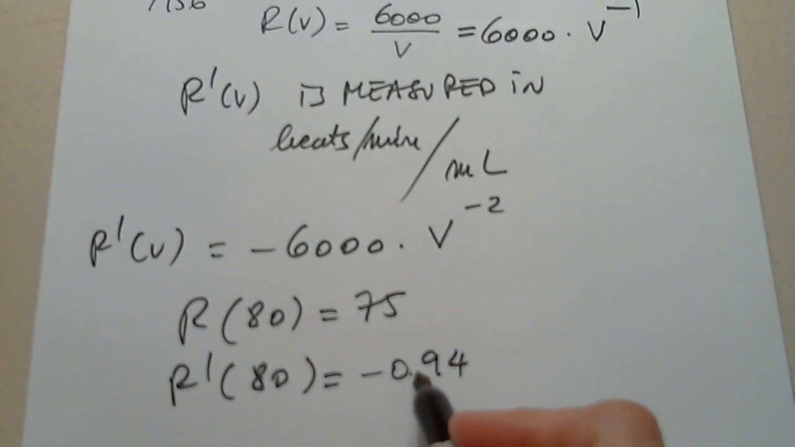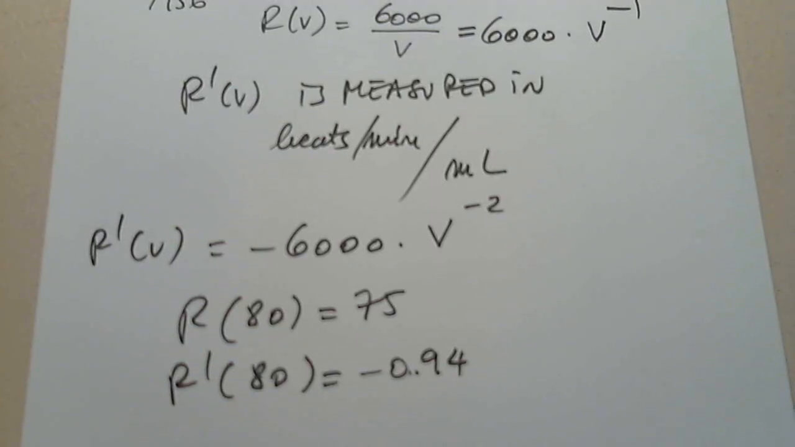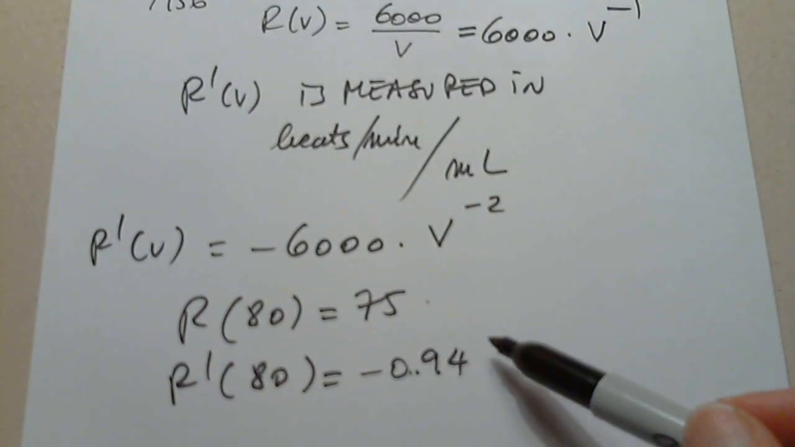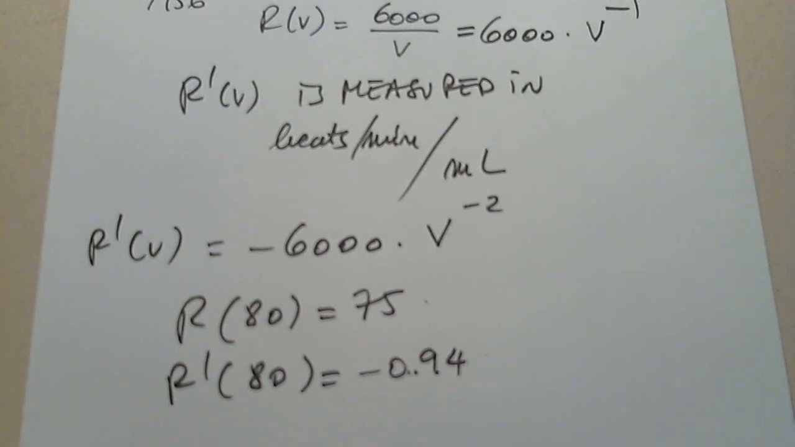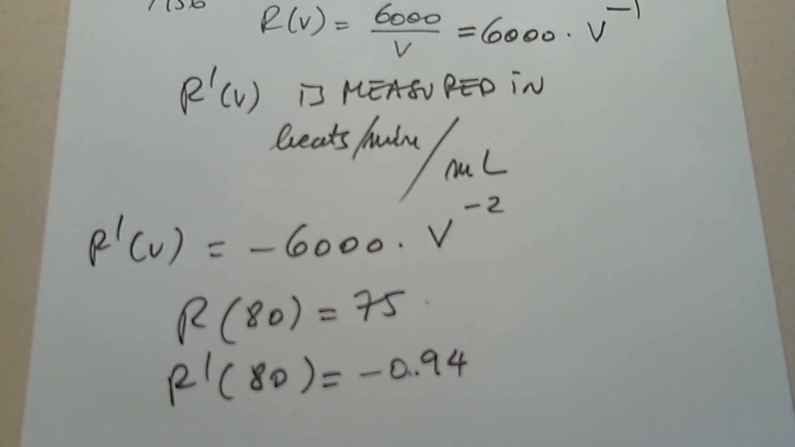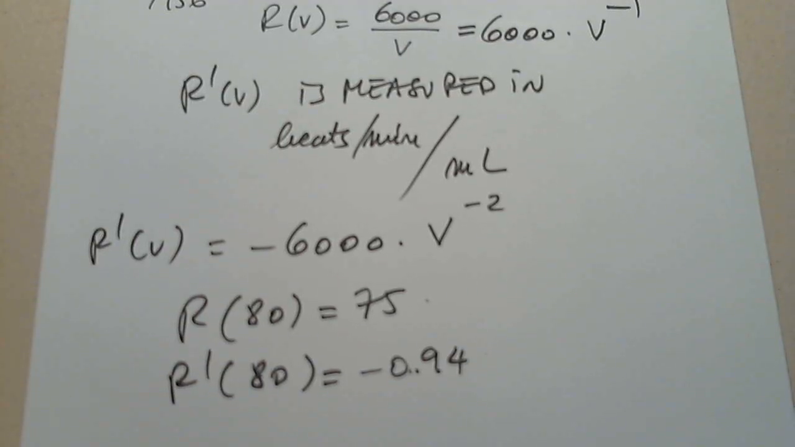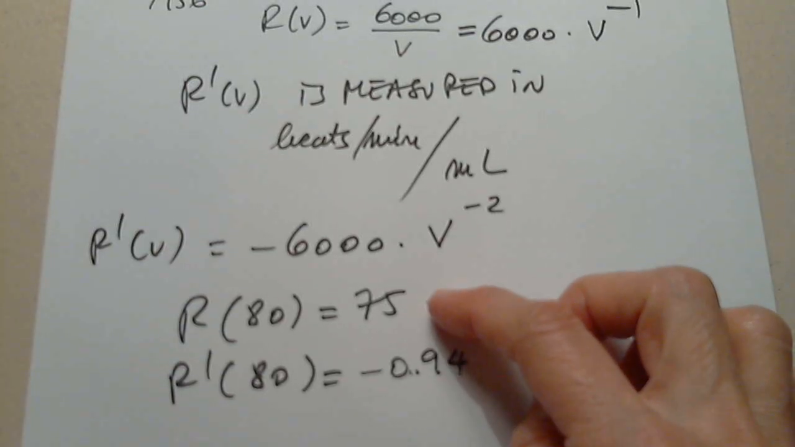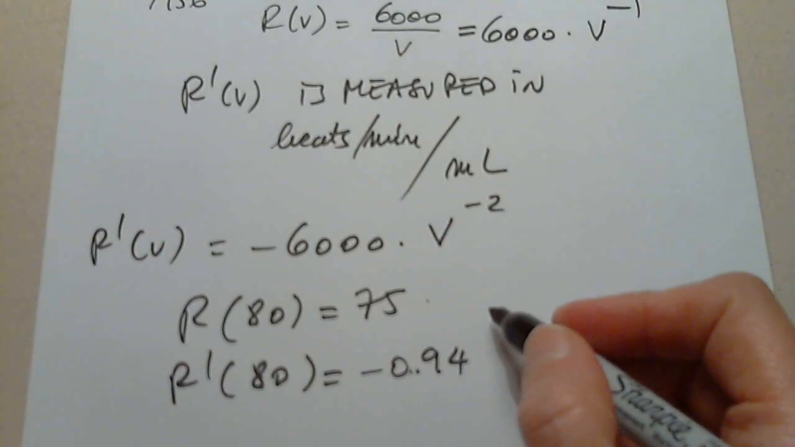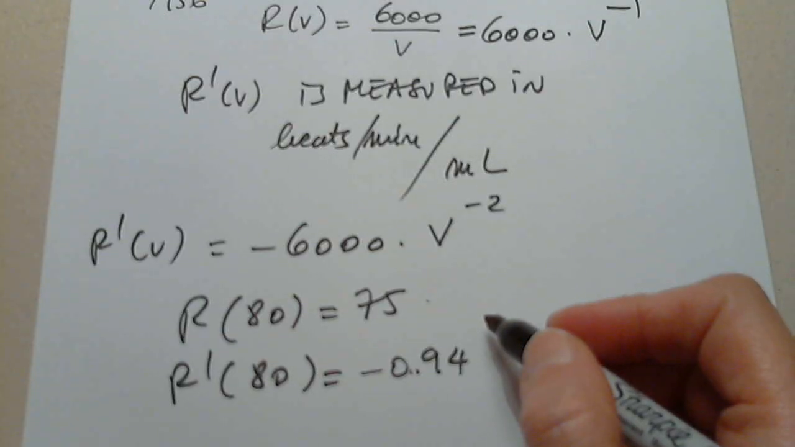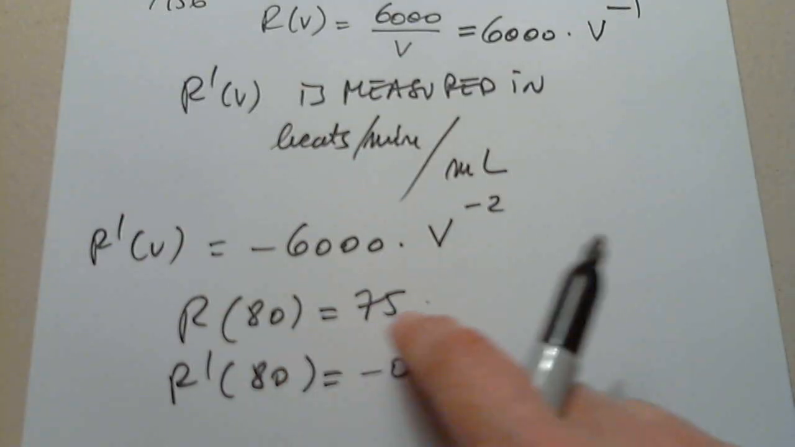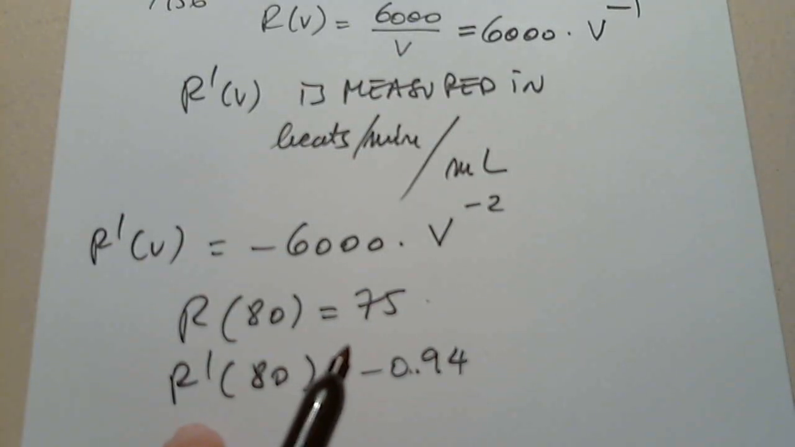negative 0.94. Again, can anyone give us the measurement units for these two? For 75 and for negative 0.94. Anybody? Please. They're right there on the paper. For this one, we have what? For R of 80, what is the measurement unit? And what is the measurement unit for R prime?